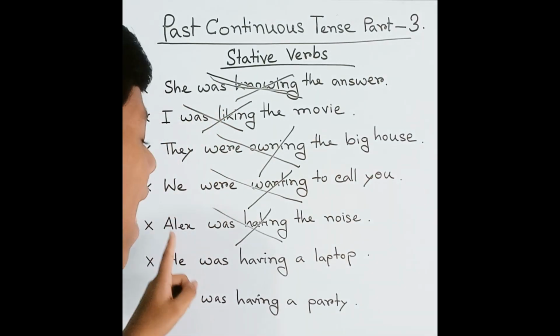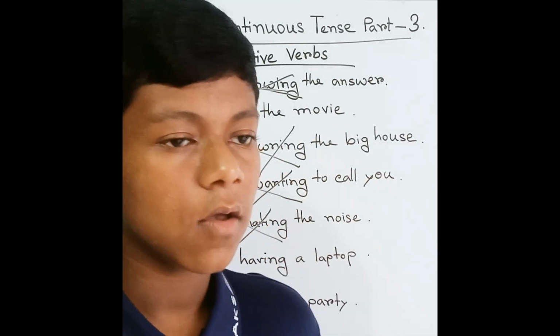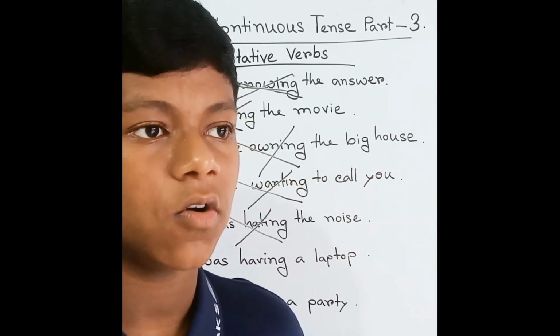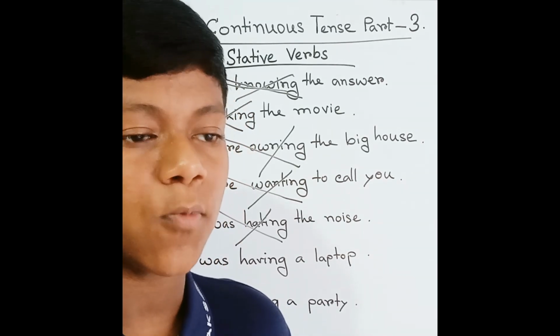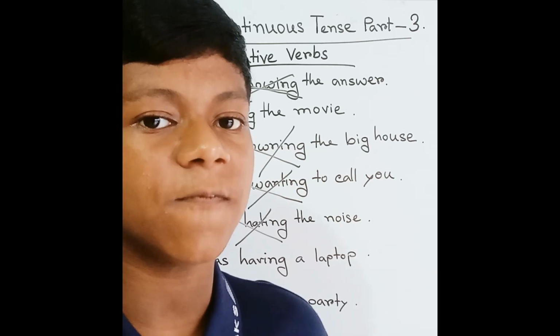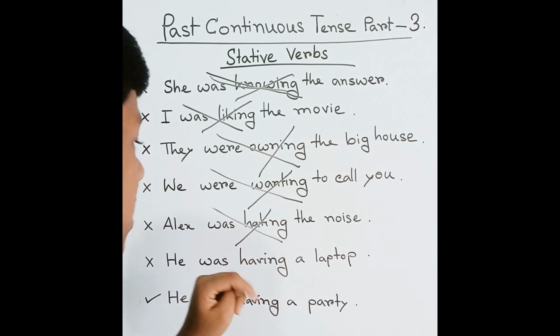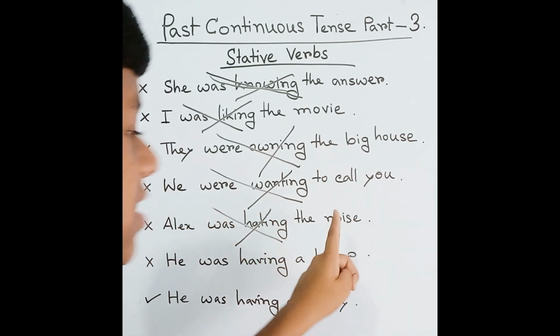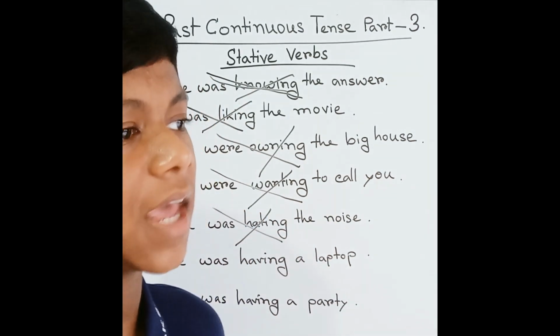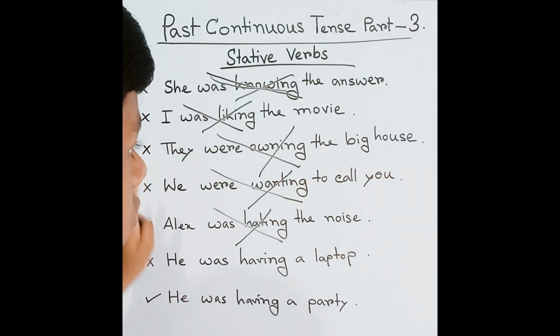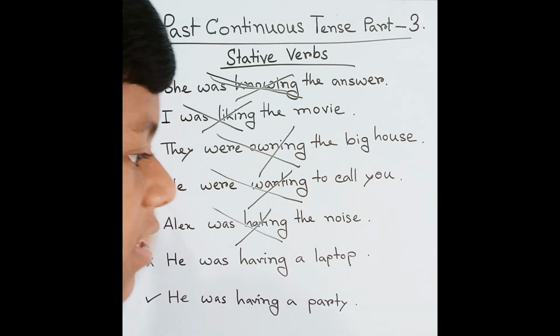The next is "Alex was hating the noise." Why can't we use it? Because it's an emotional state, and it also indicates the feelings in our mind. So that's why you can't use it. It will be "Alex hated the noise." Then we have already understood the key points here. So only for the stative verbs we can use it.